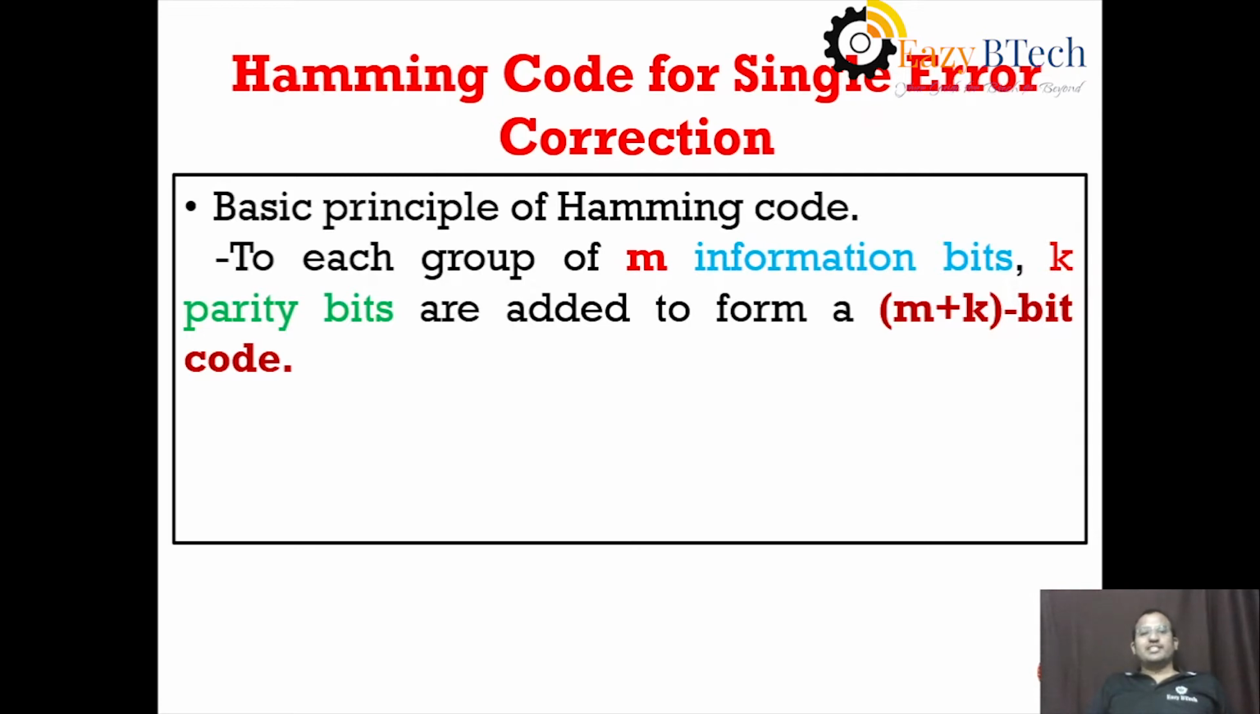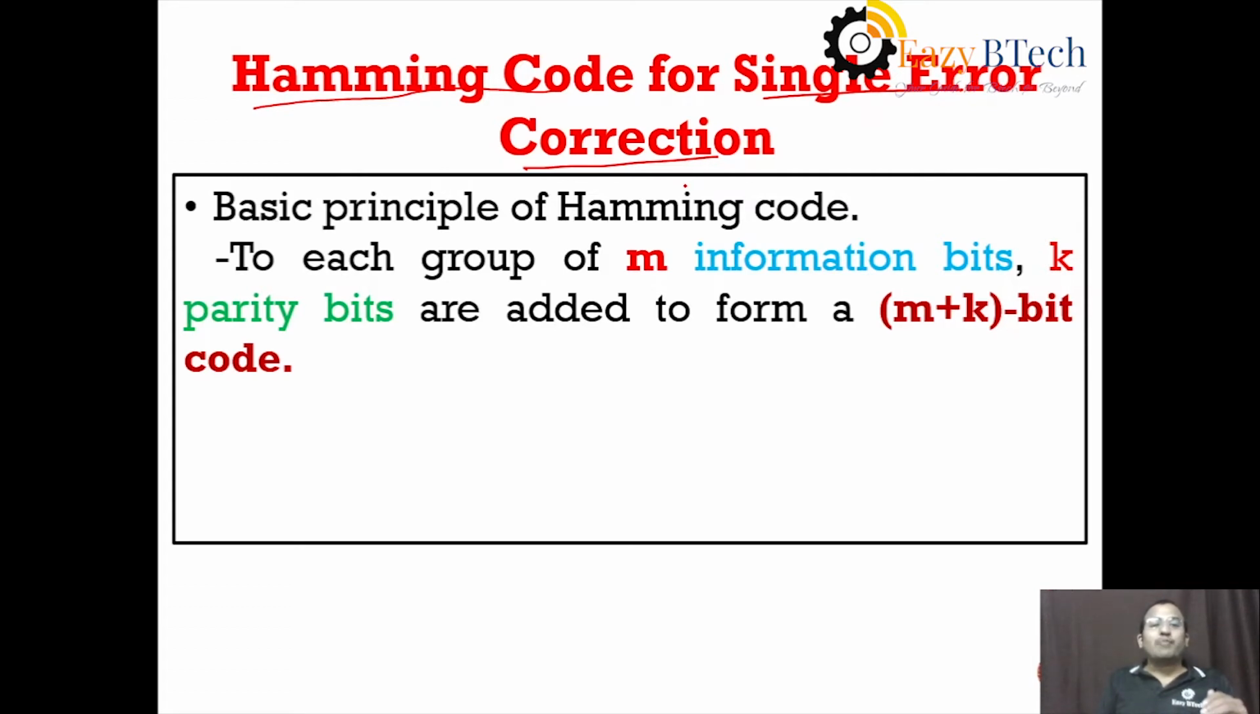In this class, we will see the Hamming code for single error correction. In the last class, we have seen how to detect the error with the help of a parity bit. With the help of Hamming code, we can do single error correction.